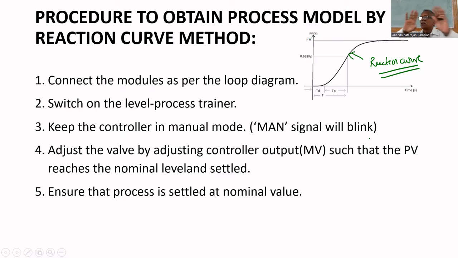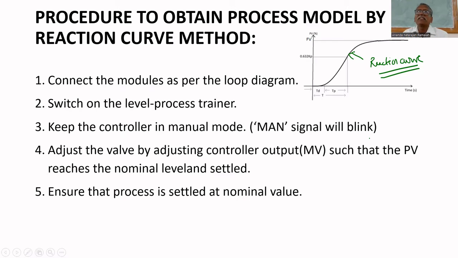So now the process is settled at nominal operating point, say 50%. When it is settled at 50%, when it reaches steady state, you increase the controller output by 5%. Let us say that you opened the controller 50%, the valve is opened for 50%, level is settled at 50%, steady state is 50%. That time you increase the controller output to 55%. How much you increased? 5%. So increase in controller output is 5%.